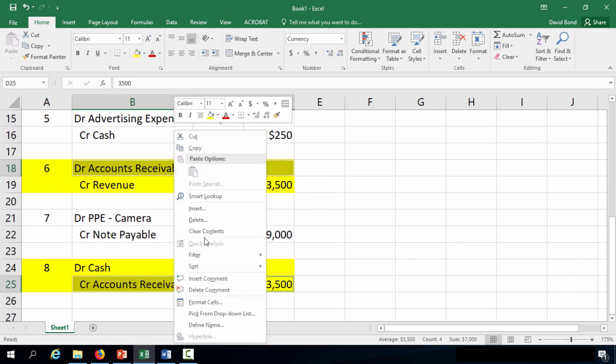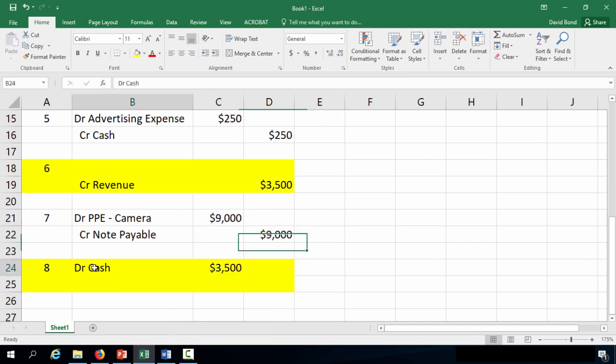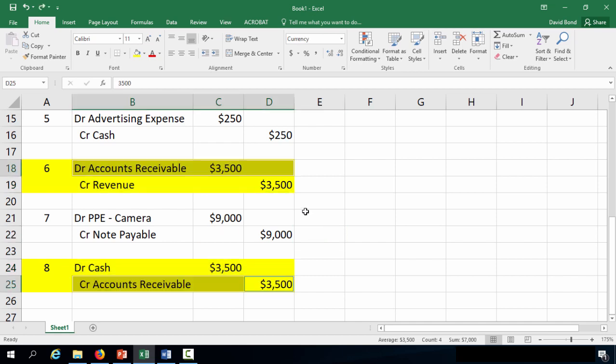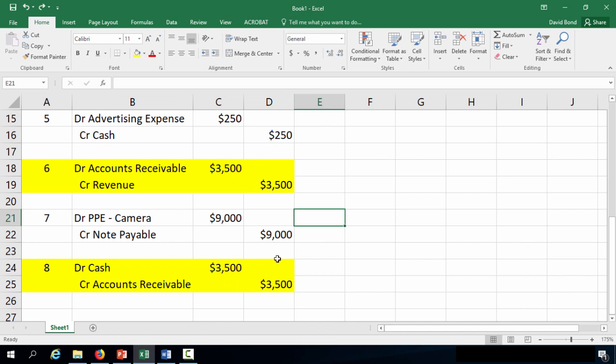If we clear those contents just for a second, what we're ultimately left with is debit cash, credit revenue, split amongst two different entries, and quite potentially two different time periods. And that's an important thing to note: the revenue is not driven by the cash collection. The cash and the revenue are separated. They may happen at the same transaction, but they may not.